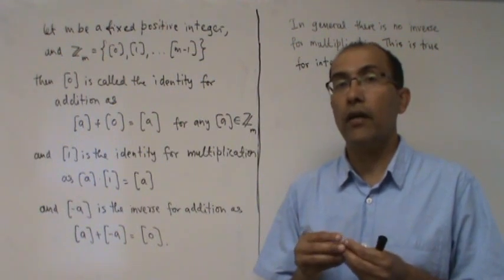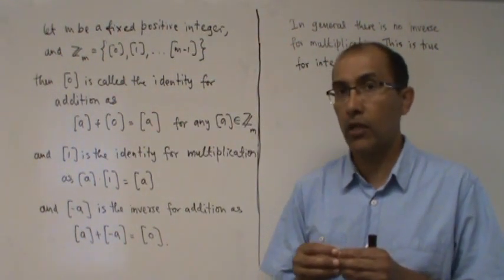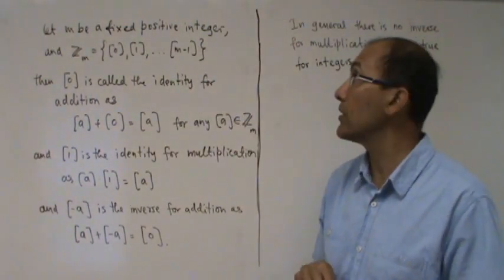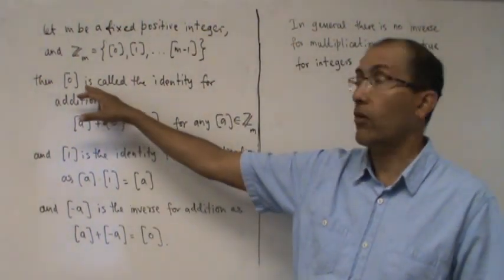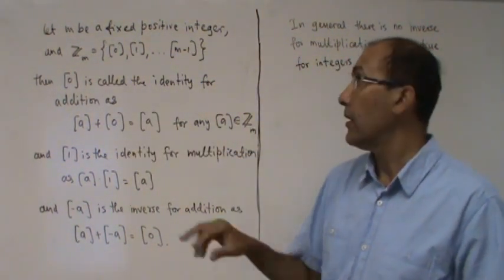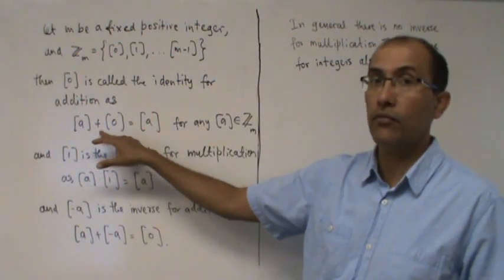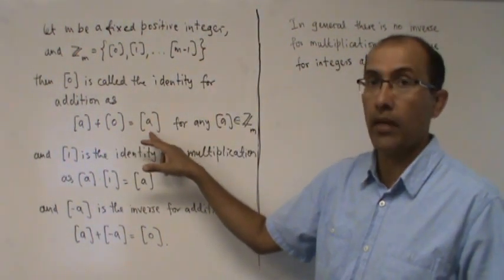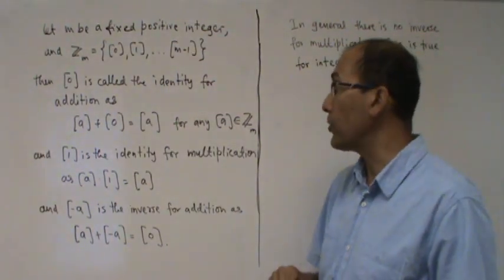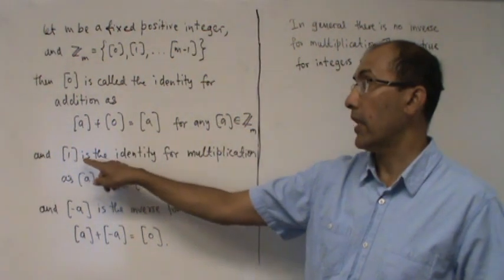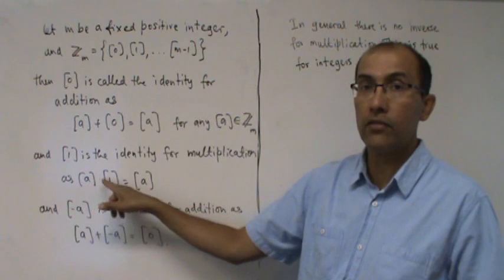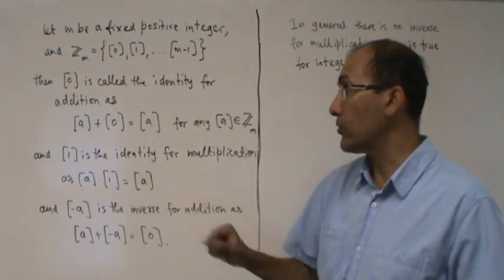Any congruence classes, there are some special classes. Let m be any positive integer. Then the congruence class of 0 is a special one. It's called the identity for addition, because if you have any other congruence class and you add it, you still get your same class. So the 0 congruence class is called the identity for addition. And 1 is again a special one, the identity for multiplication, because for any congruence class, if you multiply it by 1, you get the same class.